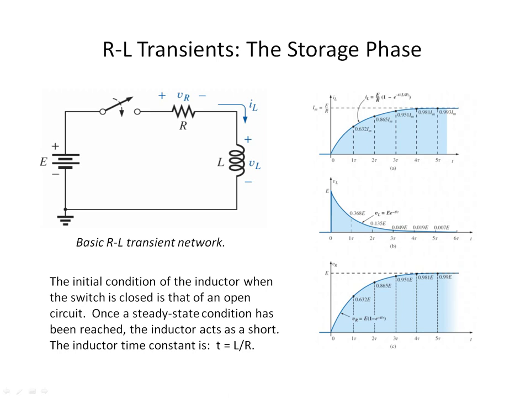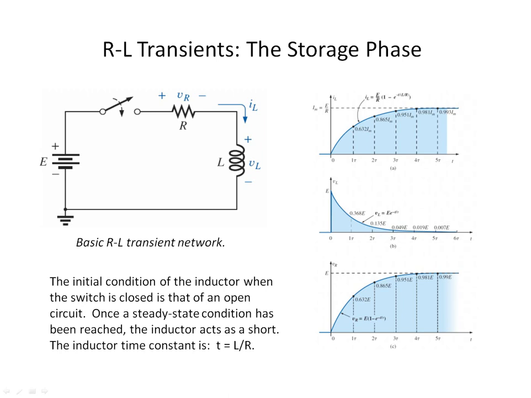If we look at the second plot, this is the voltage across the inductor. As was stated earlier, when the switch is first closed, the inductor acts as an open. So it's going to have the full voltage of the voltage source, the E value. Then as the inductor charges up and the current ramps up to a maximum amount, and finally the inductor acts as a short, you can see that the voltage across it has gone down to 0.